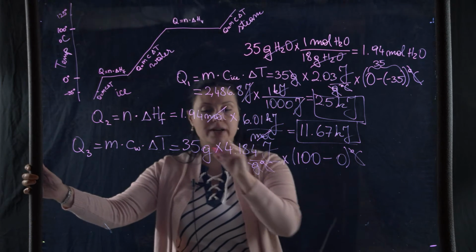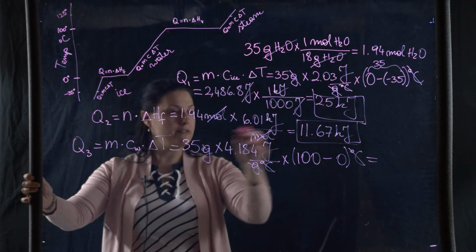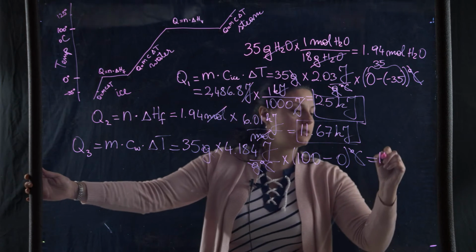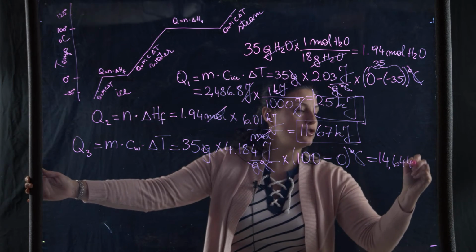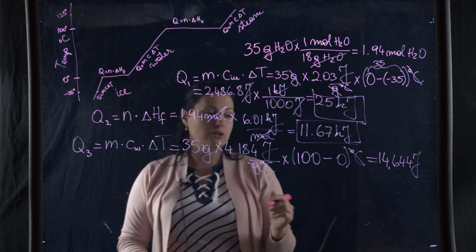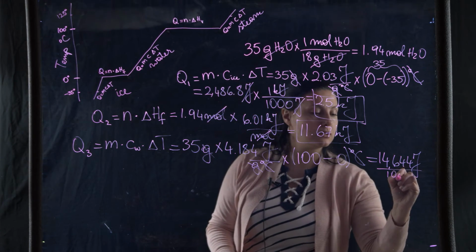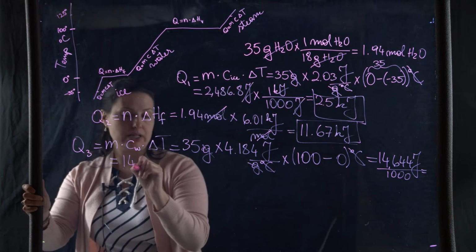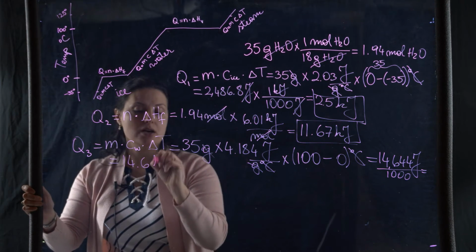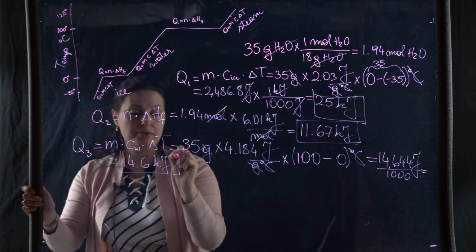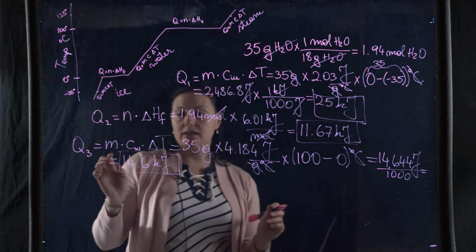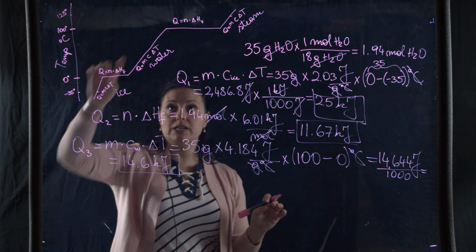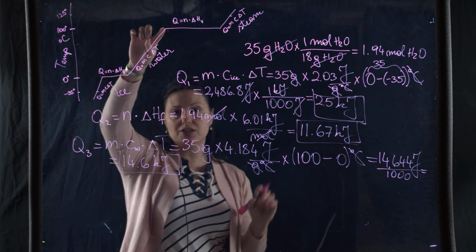This cancels out. My grams cancel out. If you do all of that, it will give you 14,644 joules. To convert that to kilojoules, you just divide by 1,000 to give you 14.6. I'm going to cut it off. Kilojoules. That's my step 3. So now I have taken, with these 3 steps, I've taken ice from minus 35 degrees all the way to liquid water at 100 degrees Celsius.